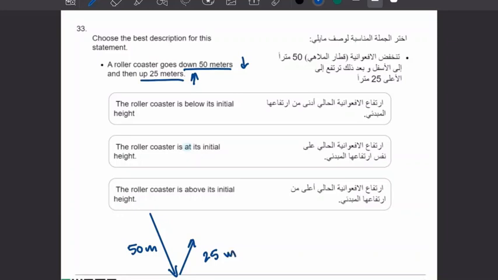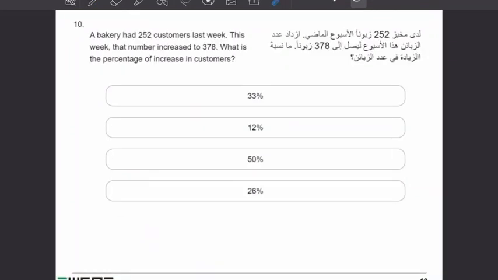And the initial height is here at 0. Right here. So since the 25 meters isn't at the initial height or above the initial height, we can say that it is below its initial height. So the answer would be the roller coaster is below its initial height.